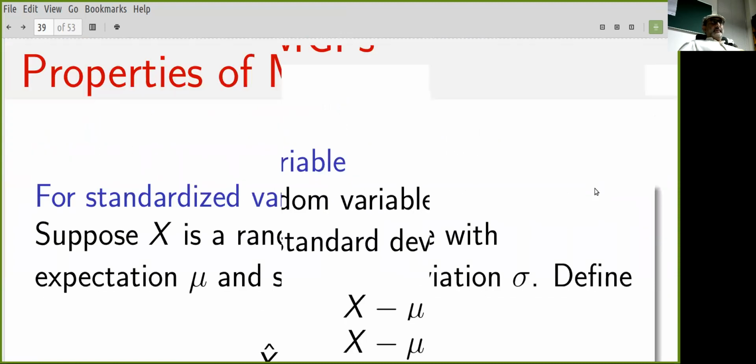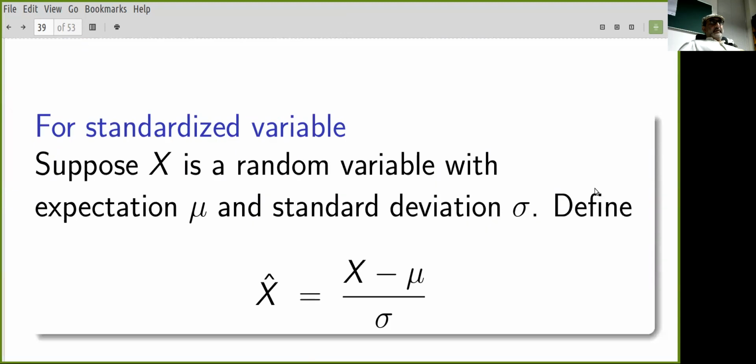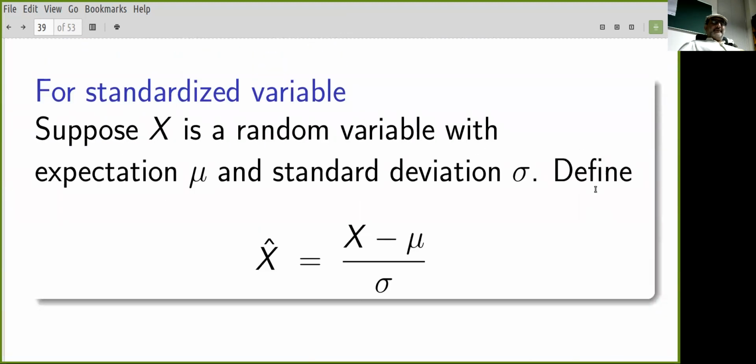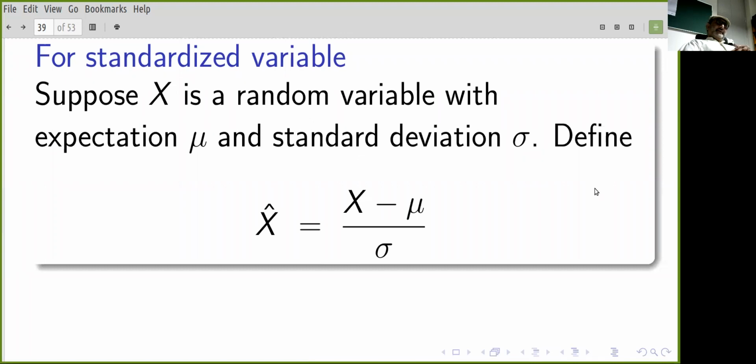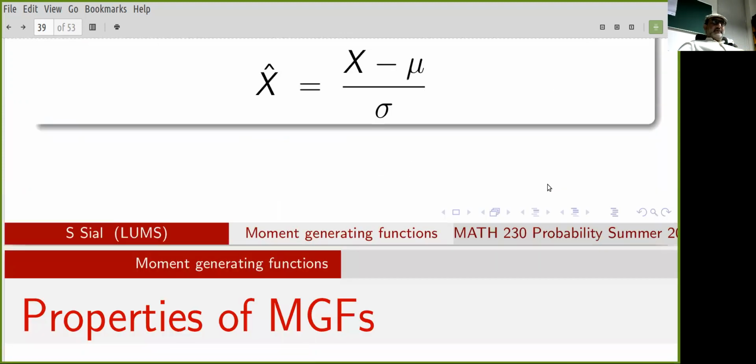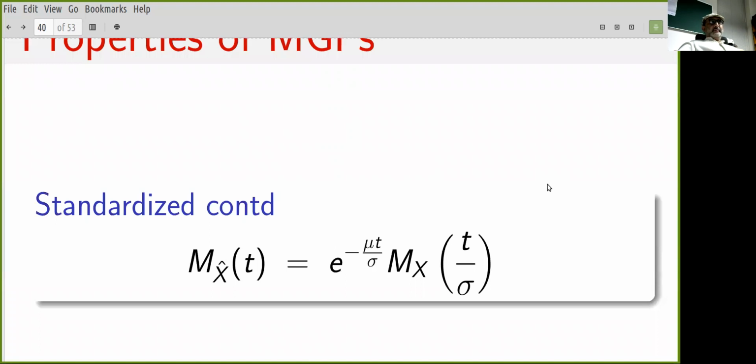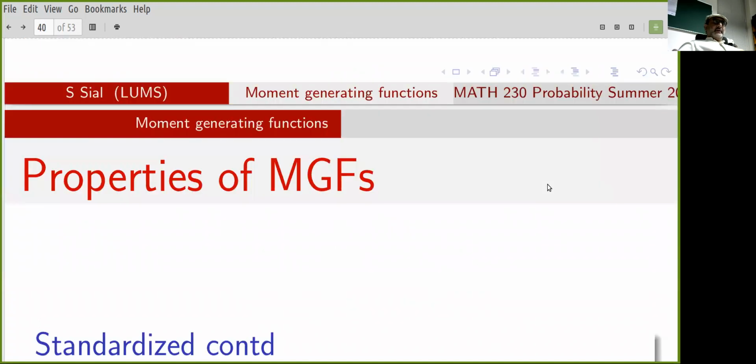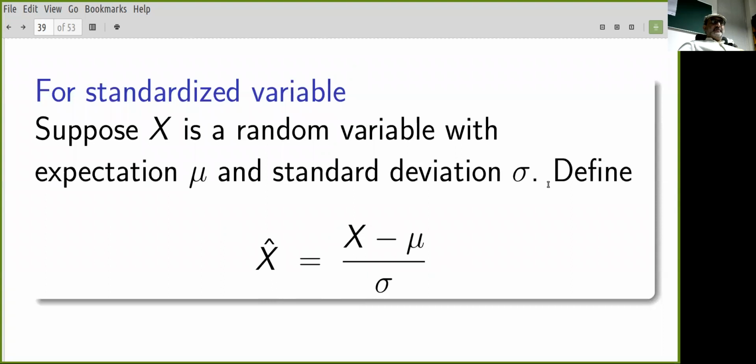All right, so now another case which is useful for us. Supposing x is a random variable with expectation mu and standard deviation sigma, then we can define a new random variable x hat equal to x minus mu divided by sigma. So that will have expectation 0 and standard deviation 1. Okay, that can be useful.